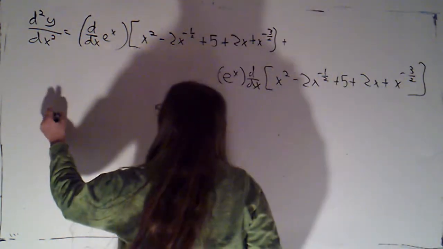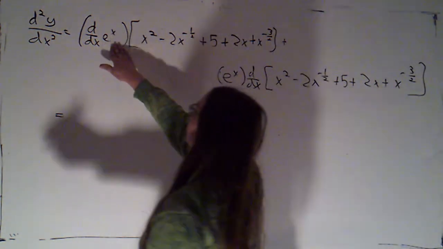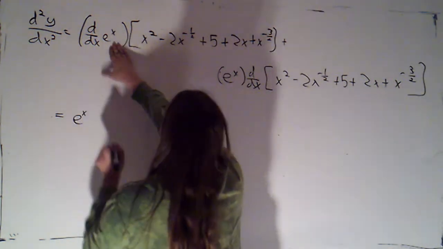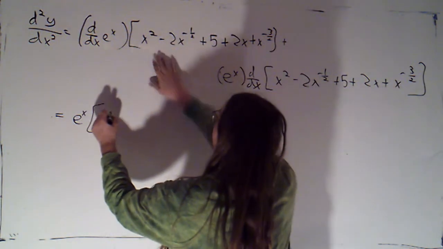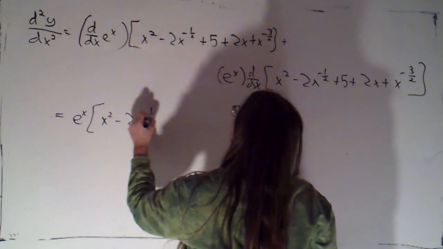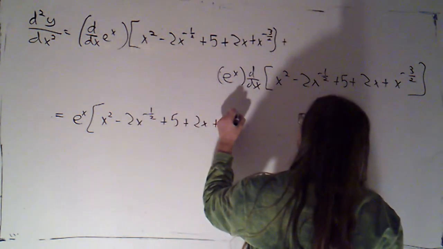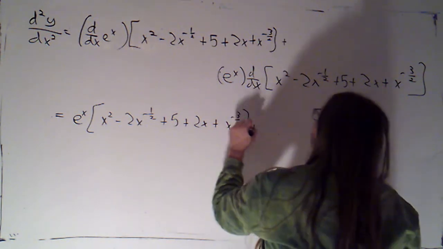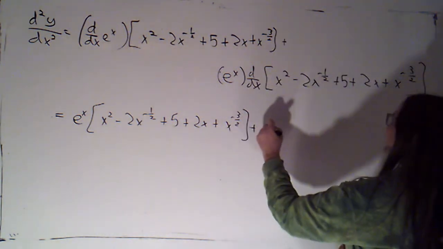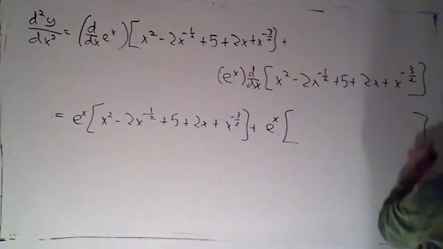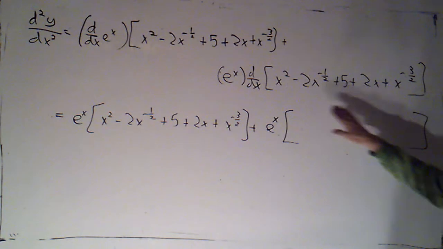So, let's go back and evaluate the d by dxs. The derivative of e to the x is e to the x, and that's just multiplied by this. All I'm doing here is copying x squared minus 2x to the negative 1/2 plus 5 plus 2x plus x to the negative 3/2. Plus, from this second bit, I get e to the x, and that's times the derivative of this, which I'm going to just take term by term.